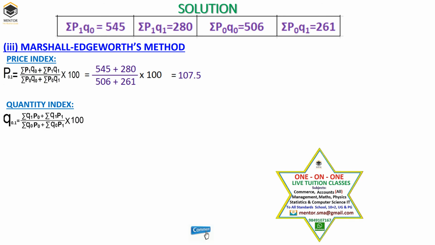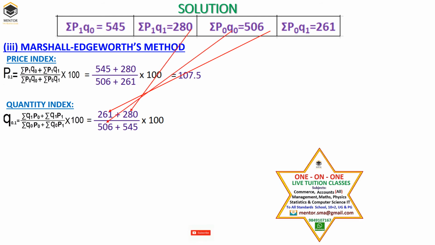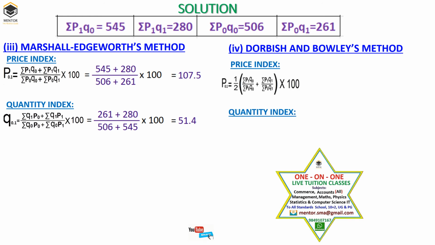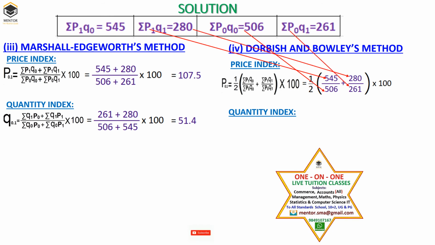So next we have the quantity index. Under the quantity index we have the values 261 plus 280 divided by 506 plus 545. If I do the calculation, the final value I will get is 51.4. So next we have Bowley's method. Here, price index and quantity index. For the price index, the author is going to take the arithmetic mean of the Laspeyres and Paasche methods. So I will have all these values here. 545 divided by 506 plus 280 divided by 261. If I do the entire calculation, the final value I will get is 107.5.